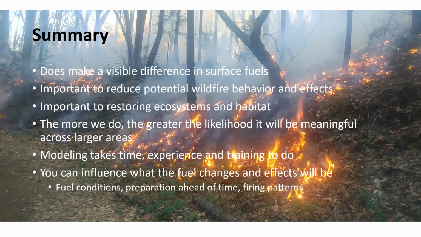And, you know, you can't just jump into modeling. You can influence what the fuel changes and effects will be. I think you guys know that and you're learning it. I learn about it all the time, each time I burn, about how I can control the behavior and effects based on fuel conditions, how much preparation I do, and my firing patterns.